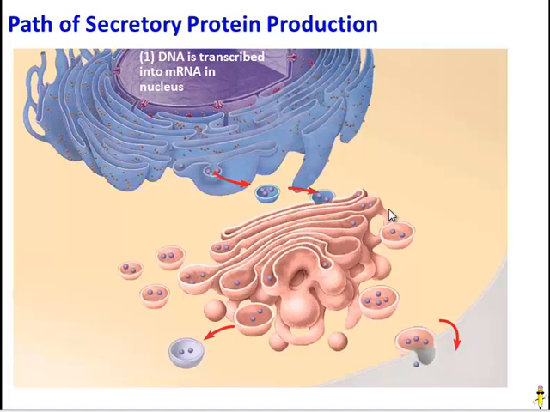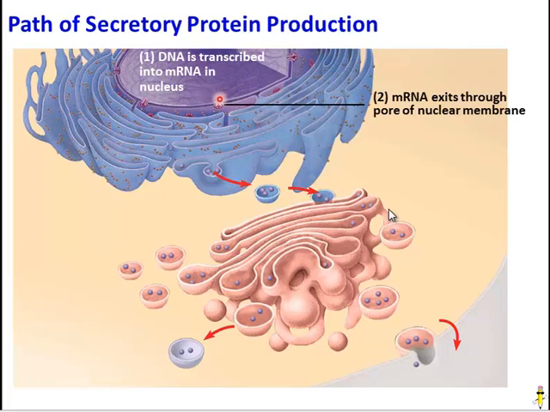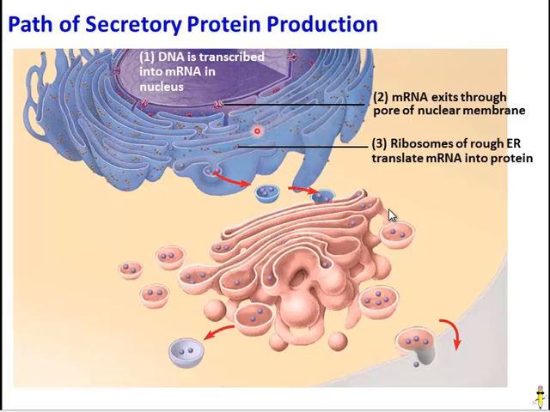So let's sum all of that up by tracing the path of a secretory protein, starting with the nucleus. In the nucleus is where the DNA would be translated into mRNA. Once we've got the mRNA, it will leave through the nuclear pore, and then it will head to a ribosome in the rough ER. And that ribosome is going to translate the mRNA into protein.